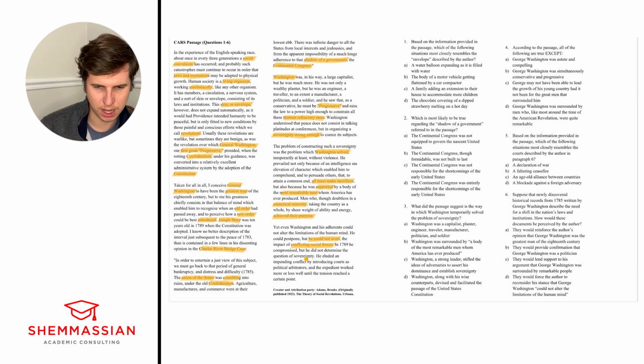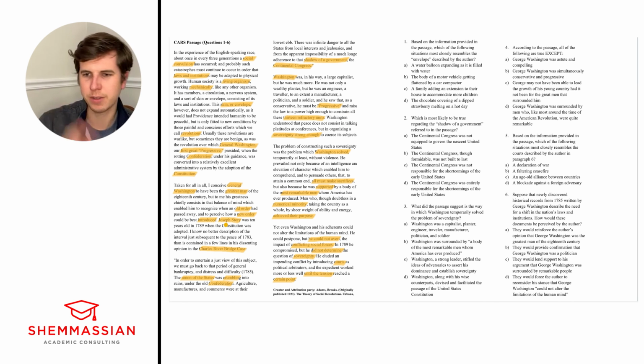In 1789, he compromised, but he did not determine the question of sovereignty. Interesting. So that's what he didn't do. He did not determine sovereignty. He eluded an impending conflict by introducing courts. Okay, so he just did courts. That was his way of avoiding it. As political arbitrators, and the expedient worked more or less well until the tension reached a certain point. Okay, and so basically until it couldn't anymore, and it probably started a war. We're going to assume that.